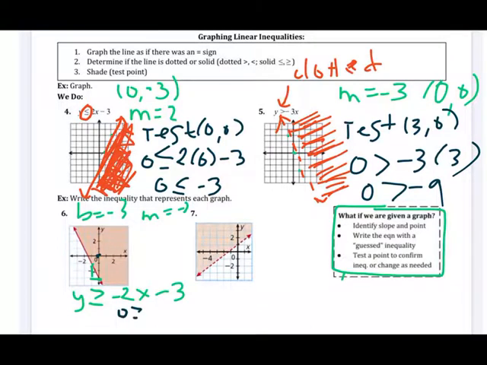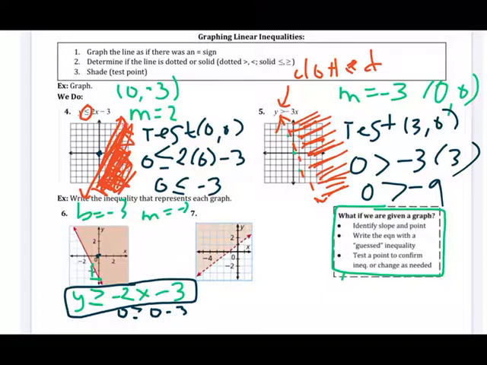Is 0 greater than or equal to -2 times 0, which is 0, minus 3? Is 0 greater than or equal to -3? Well, is 0 equal to -3? No. Is it greater than -3? Yes. Only one of those two things needs to be true. So that's going to give me that I was right. If when I tested this point I was wrong, I would just simply flip that inequality sign around and I would have the correct answer.